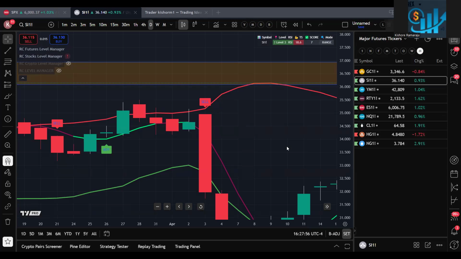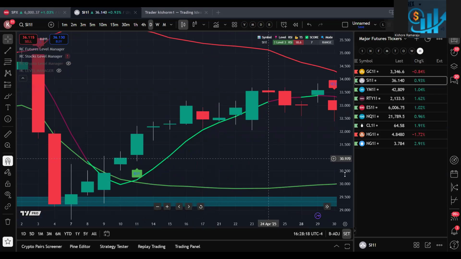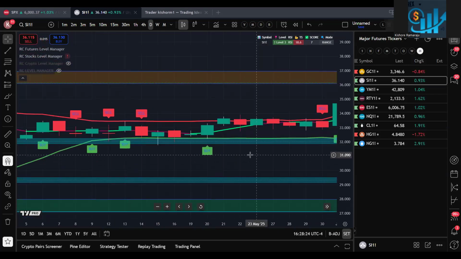Whenever the magnetic area is derived based on the gamma levels, only if there is a major news event, this strategy will not work. Otherwise, you can just follow the strategy and take the trades. So tonight you will see it.